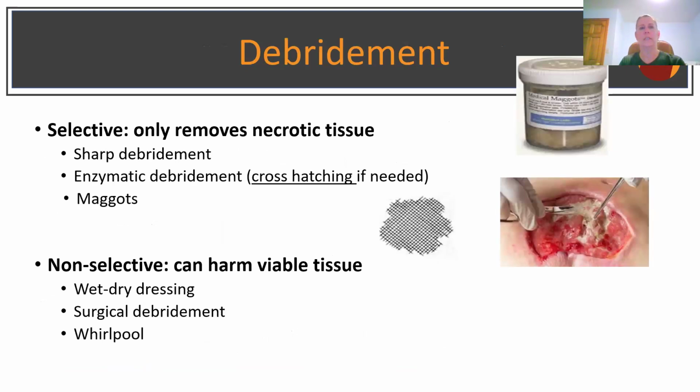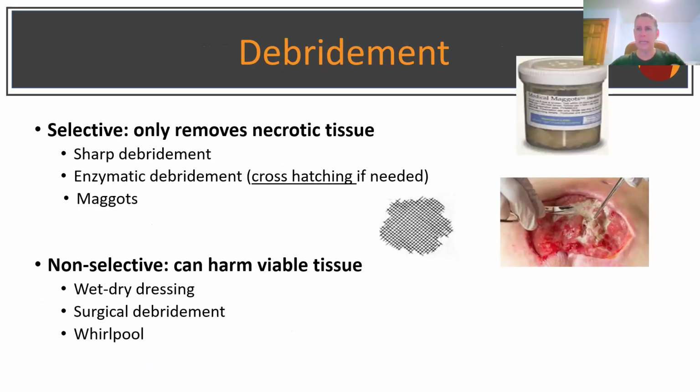All right, selective debridement, we already talked about that. We're only removing the necrotic tissue. So what would that be? Sharps. If we get in there with our scissors and our tweezers, we're usually only, I hope, we're only getting the dead tissue out.